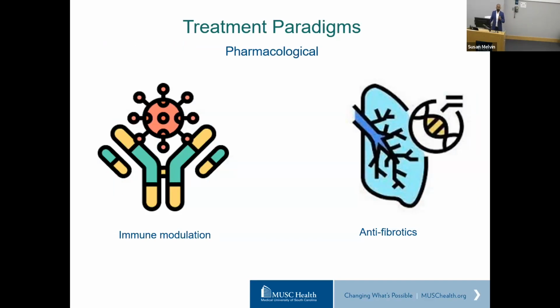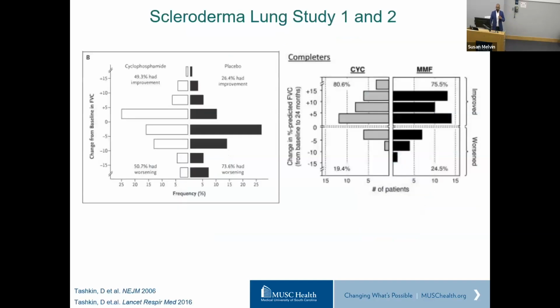Treatment paradigms with regards to pharmacological, there are 2 different ones that we usually talk about. The first one is immune modulation, and the second one is antifibrotics. So immune modulation, the data for this actually came from the Scleroderma Lung Study 1 and 2, the results of which are shown up here.